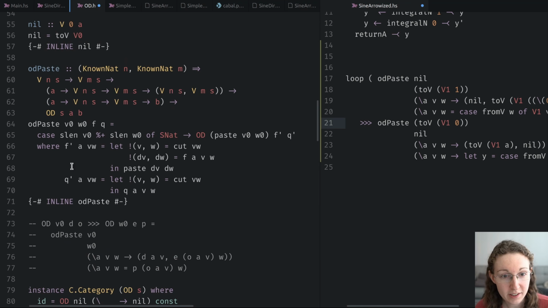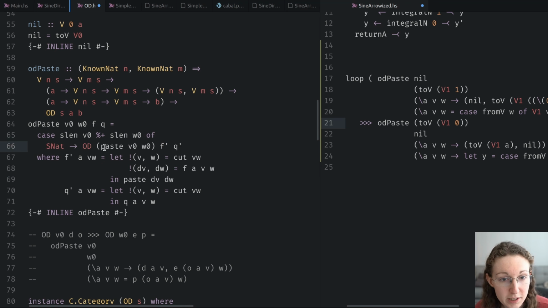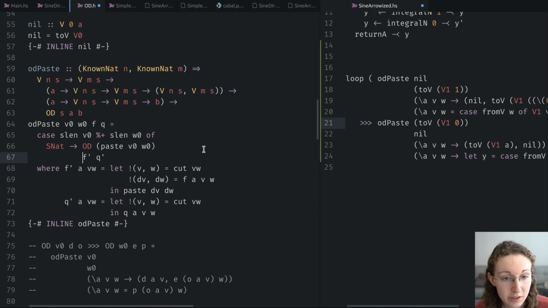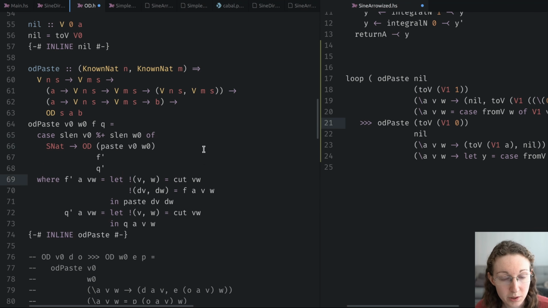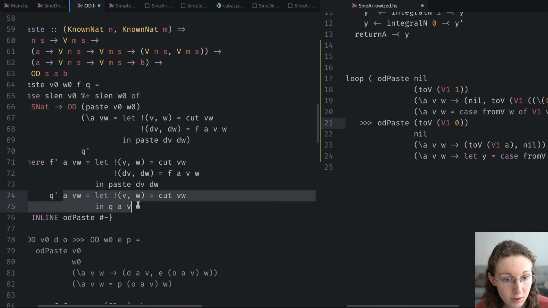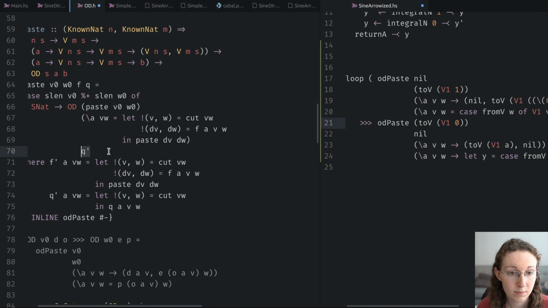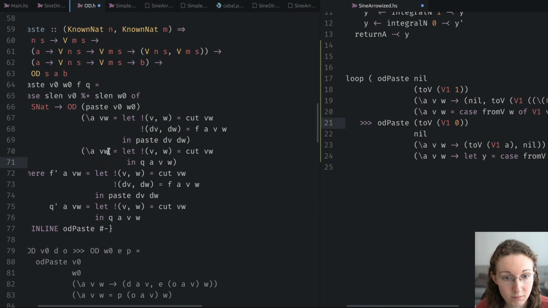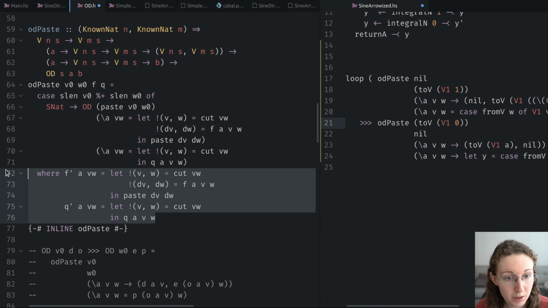So once again, we're going to do a similar process to inline this. We've got these f prime and q prime definitions, and it'll be a little bit easier to do this if we inline those into the places where they're used. So let's go ahead and do that. Here's the first one. And here is the second one. And now we can get rid of these.